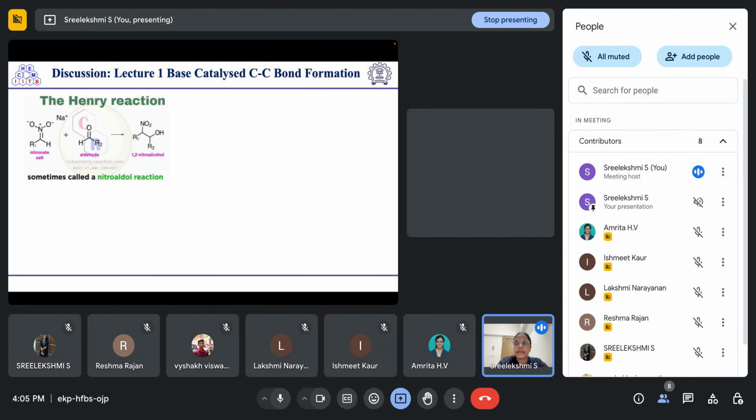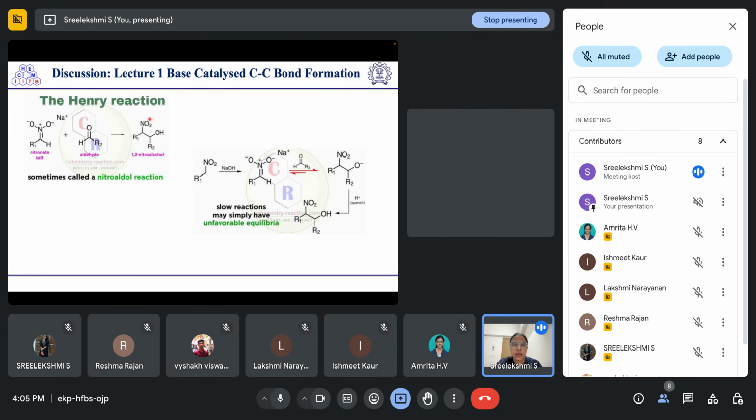Then another reaction is the Henry reaction, which is also known as the nitroaldol reaction, which is basically the reaction between this nitro compound and an aldehyde to give this 1,2-nitro alcohol. So this is the mechanism of that reaction.